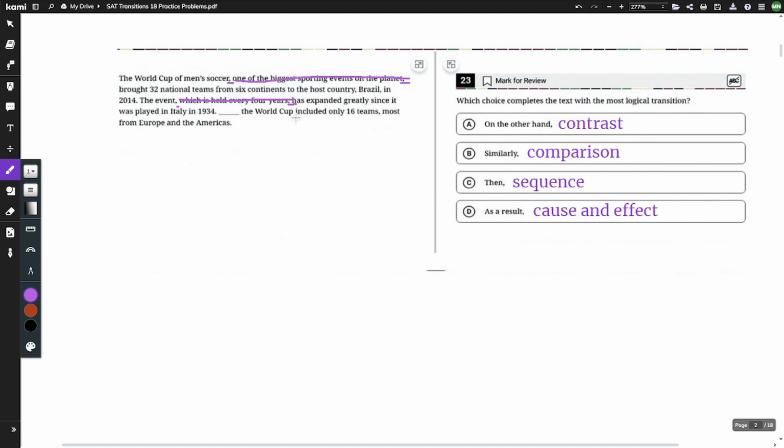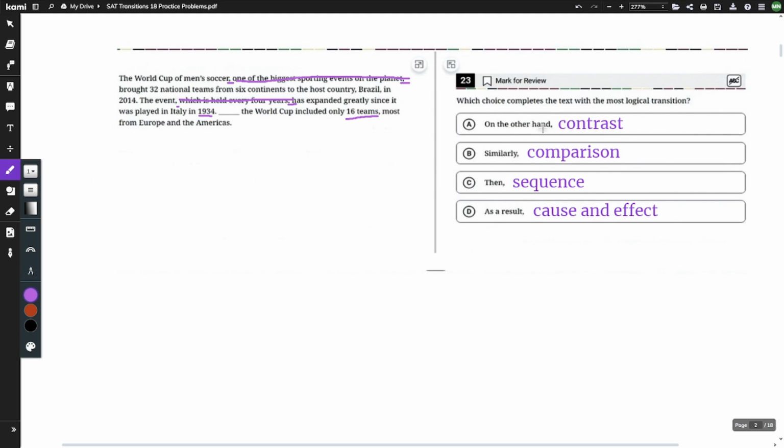Let's paraphrase this. So in 2014, there were 32 teams, and then since 1934, it has greatly expanded, and this last sentence says there is only 16 teams. With the order of events, we can probably guess that this 16 teams is belonging to 1934. So it said in 1934, there was only 16 teams, but then it has greatly expanded, and now in 2014, there are 32 teams. With that, let's look at our answer choices and see what would make the most sense in this relationship.